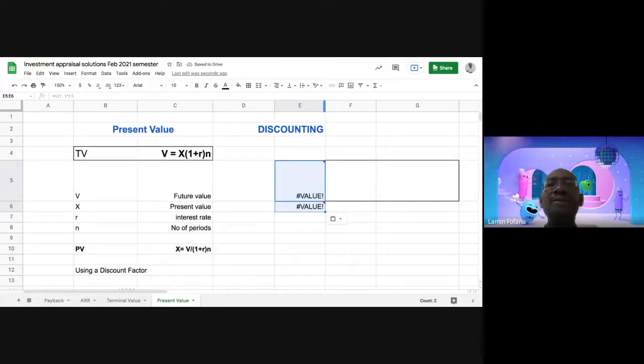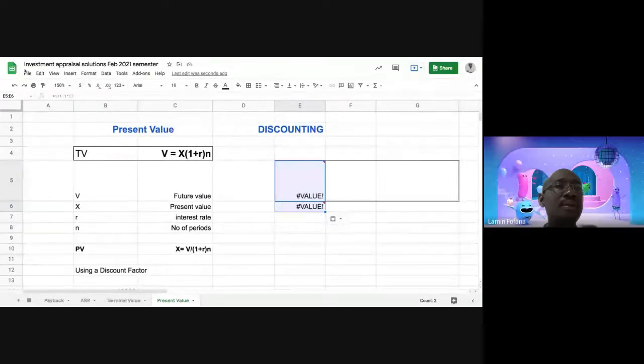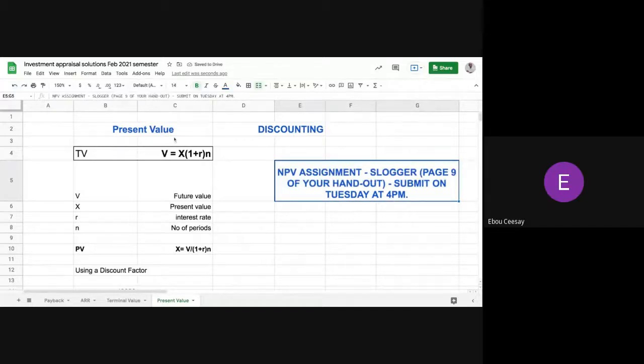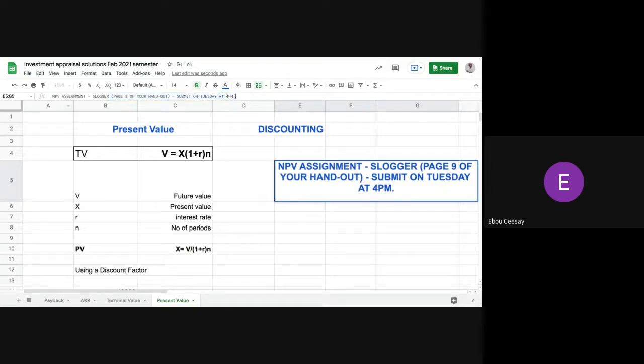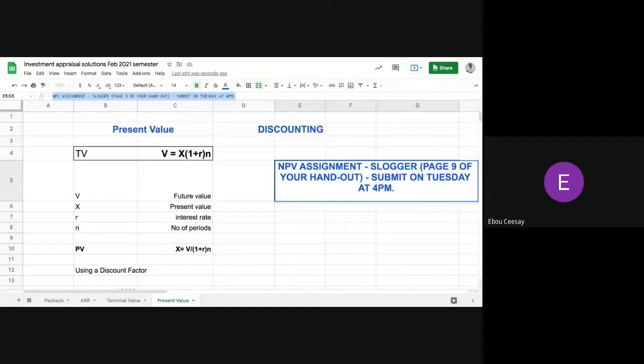Right. If there are no other questions, shall we call it a day? Any question or observation? Mr. Bhuvan, yes. This formula that you have written for PV, is it the correct formula? X equals V into bracket 1 plus R to the power n.